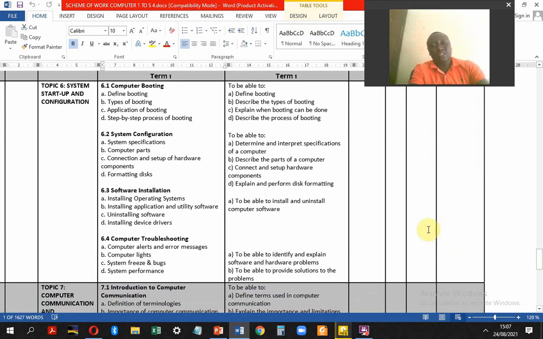Topic 6, computer booting. In computer booting, we will be looking at the definition, the types of booting, application of booting, and the step-by-step process of booting. Here, the main objective is, one, to make sure the student understands and knows how to describe the types of booting. He can also explain when booting can actually be done. Also, we expect the learners to describe the process of booting. Why is it required? When is it required? All these questions should be able to be answered. We will be looking at system configuration, software installation, and computer troubleshooting.